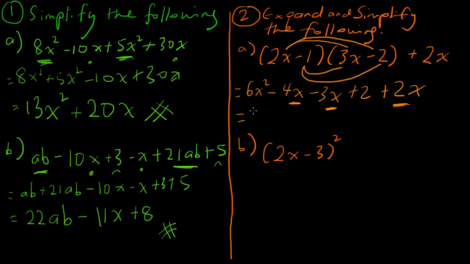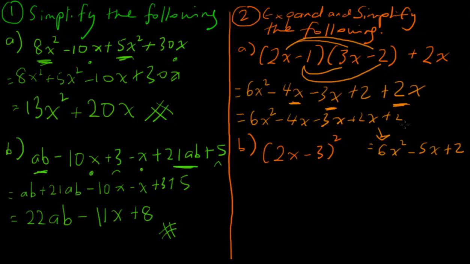So we can combine these terms by grouping them together. So 6x squared is there, negative 4x minus 3x plus 2x plus 2. Okay, so when combining this is equal to 6x squared. Negative 4x minus 3x is negative 7x. Negative 7x plus 2x is negative 5x, and then plus 2. So this is the solution for the first question. Okay, second question.